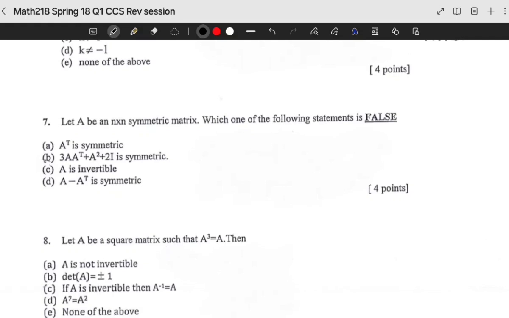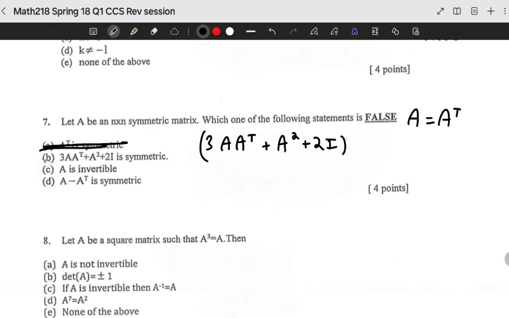Next, let A be an n by n symmetric matrix. Which one of the following statements is false? So an n by n symmetric matrix means that A is equal to A transpose. A transpose is symmetric, obviously, since they're equal. We're looking for the false statement, so this is ruled out. 3A A transpose plus A squared plus 2I is symmetric.